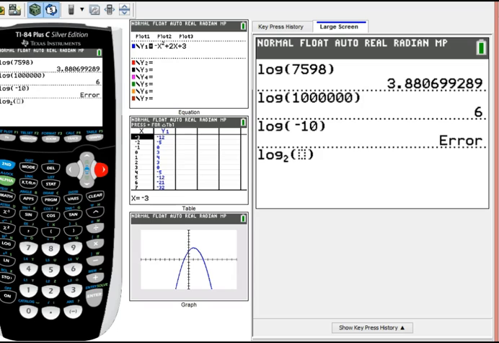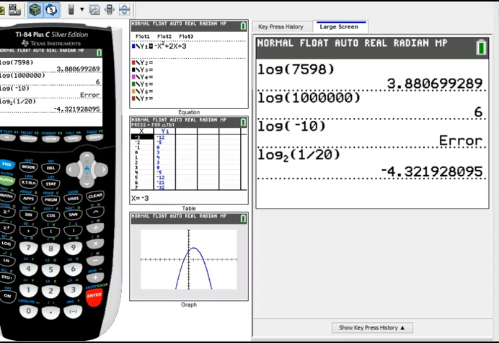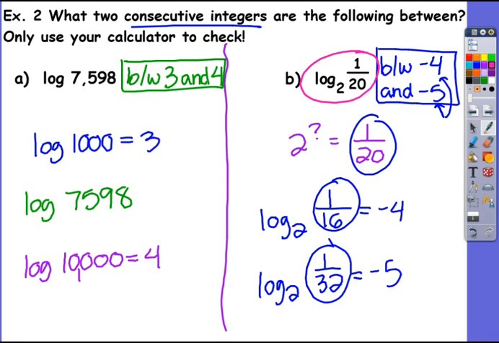Log base 2 of 1 over 20. And sure enough, my answer is somewhere between negative 4 and negative 5. So a little bonus here for you guys that are diligently watching the videos. You can actually check your answers with any base on your calculator. It's just a little more tricky if the base isn't 10, a little more time consuming.